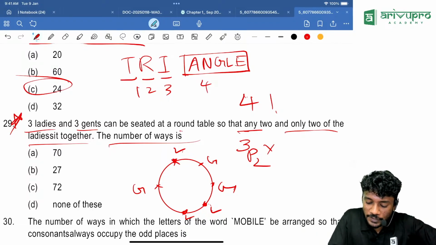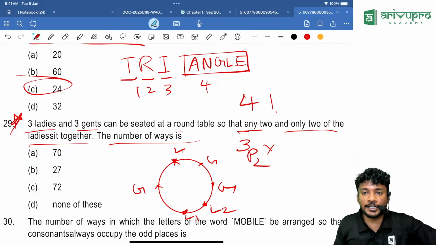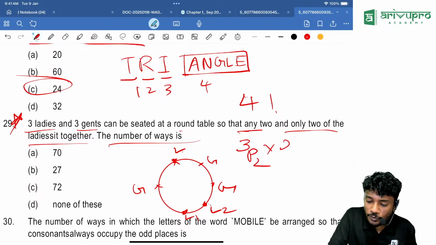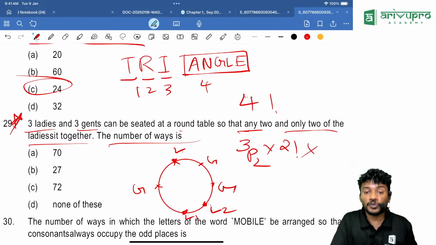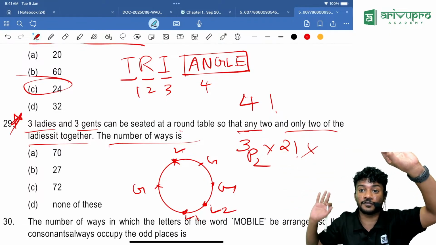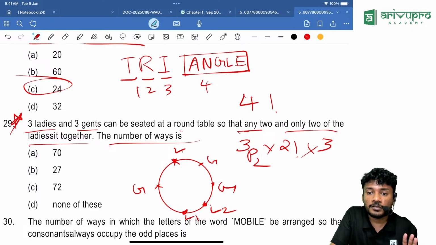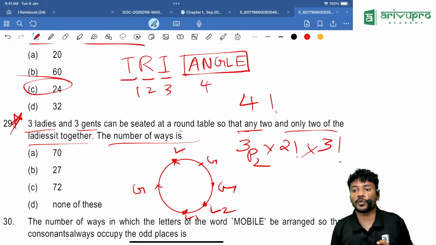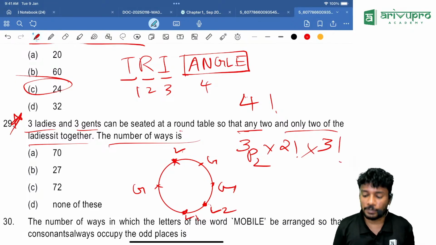Into 2 of the ladies. If it is lady 1, this is lady 2. How can they sit? 2 factorial ways. Into 3 gents are there. They can sit anywhere because only 3 seats are left. 3P3, or 3 factorial.